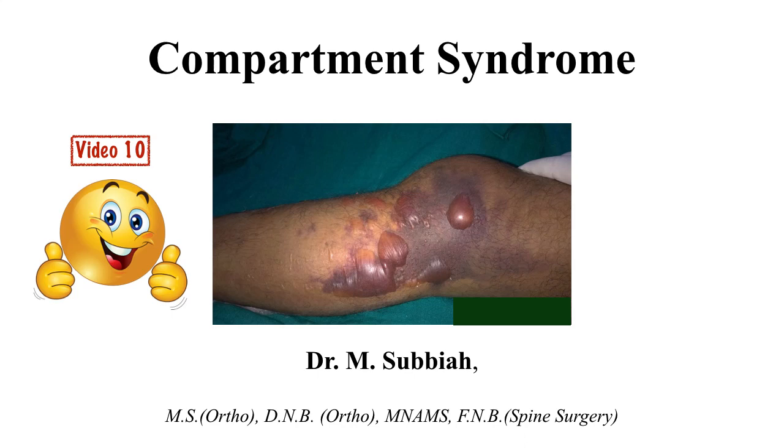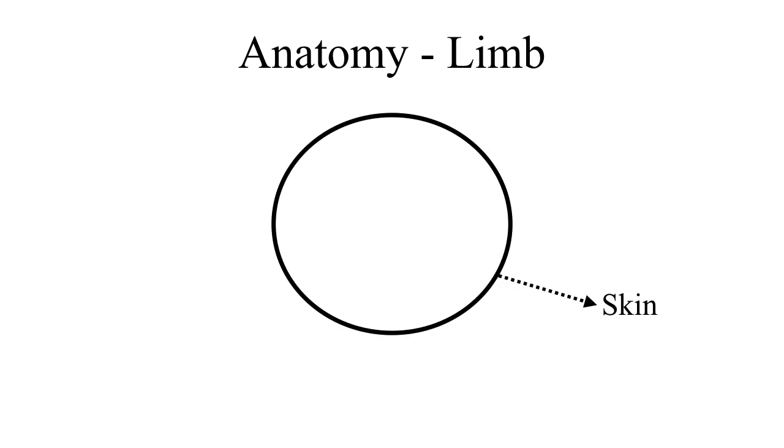Hi everyone, welcome back. The topic for today's discussion will be compartment syndrome, which is another important exam topic. Compartment syndrome is more common in the forearm and in the leg, although it can happen in any part of the body. To understand compartment syndrome proper, you should understand the anatomy, and the anatomy of the limb when seen in the cross section will be like this.